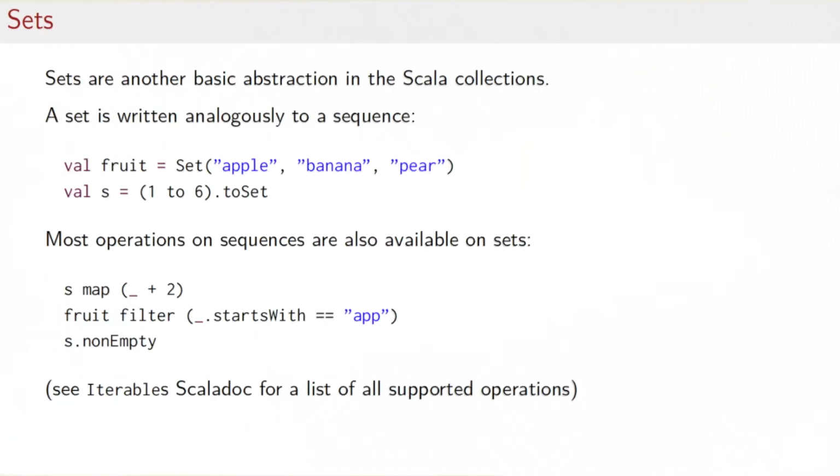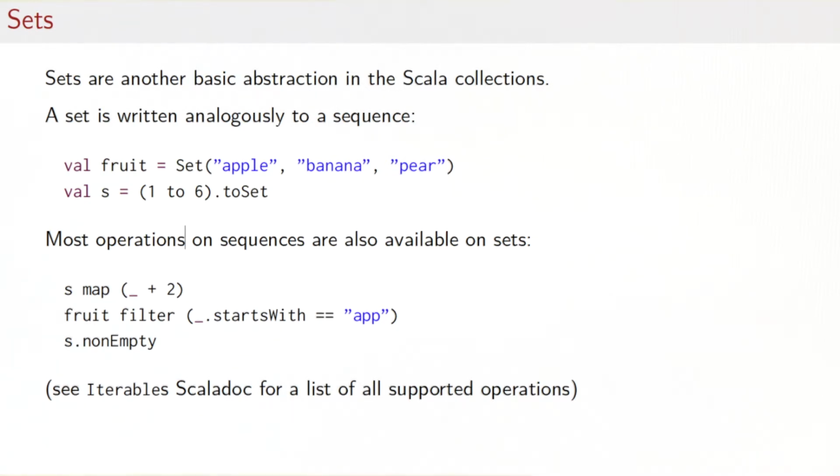Sets are actually very close to sequences. You form sets just like sequences, so you could write fruit equals Set of apple, banana, pears, let's say, or s equals (1, 2, 6).toSet. So toSet is an operator that takes a sequence and converts the sequence to a set.